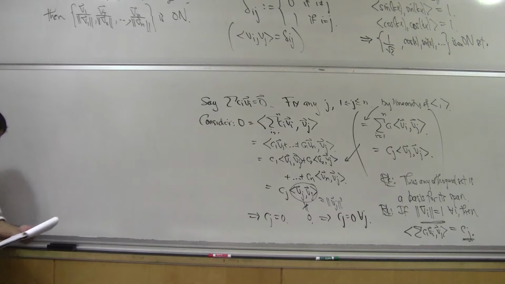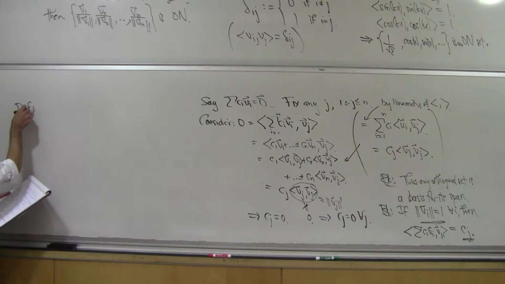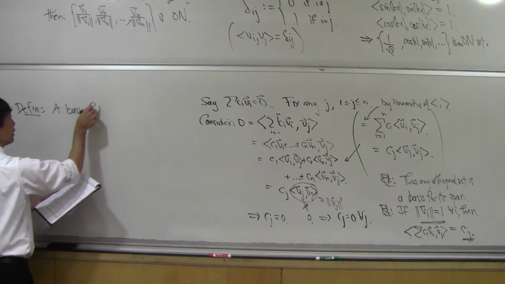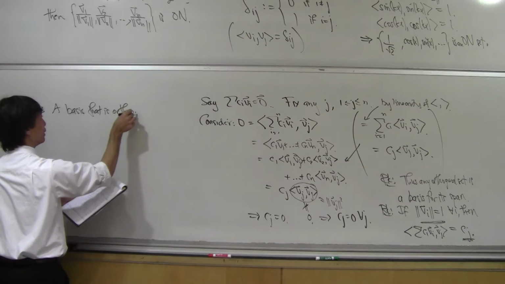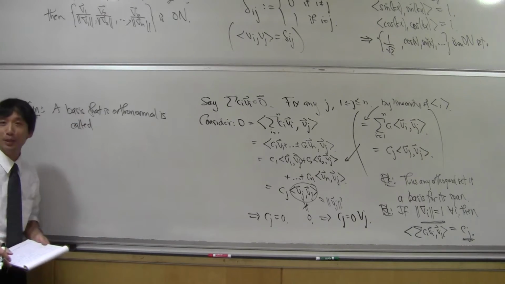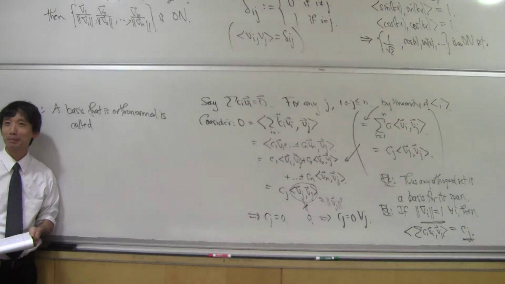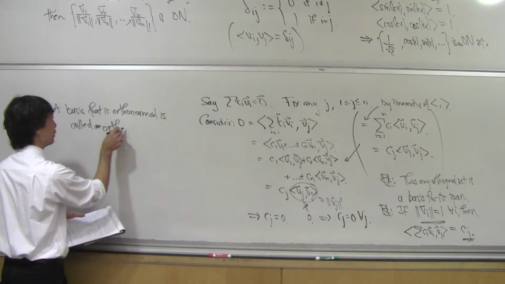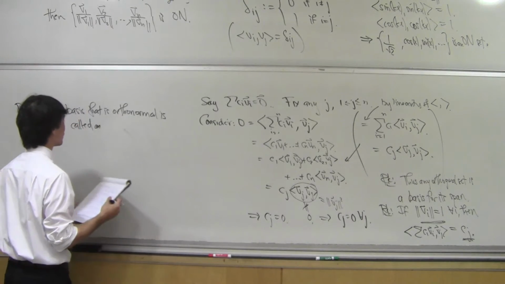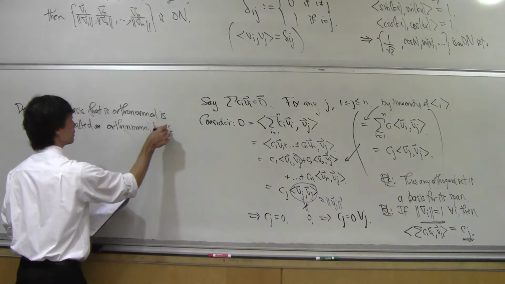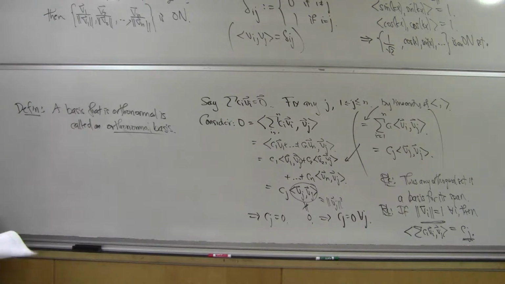Okay. The dumb comment leads to a boring definition. That is, a basis that is orthonormal is called, what's it called? An orthonormal basis. Okay, and this is what we've been aiming at.